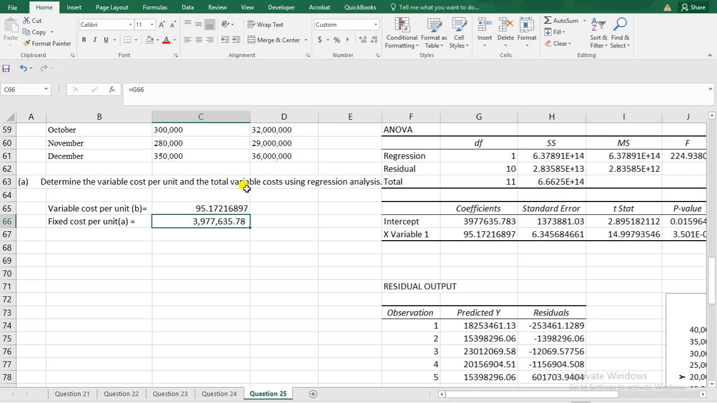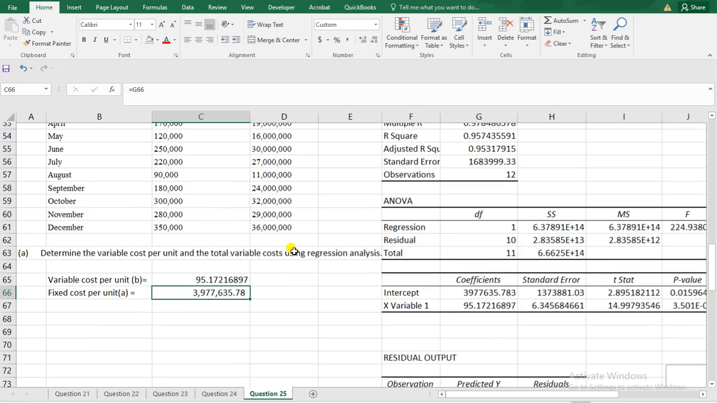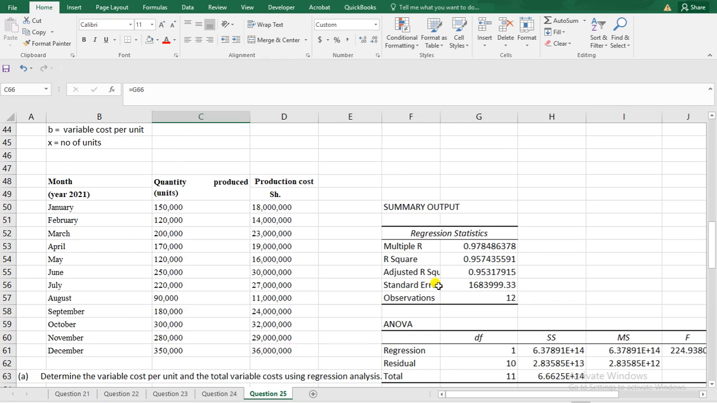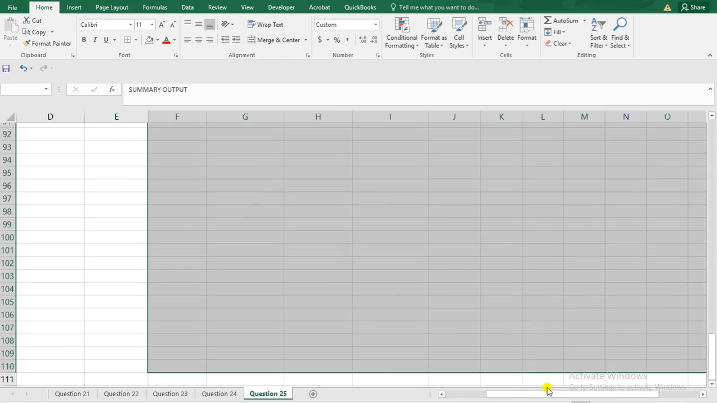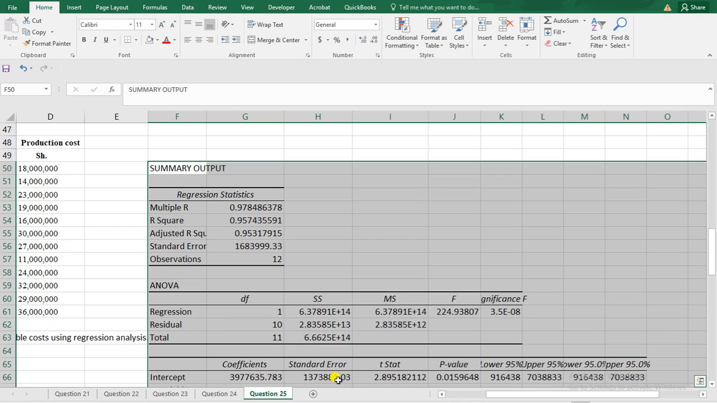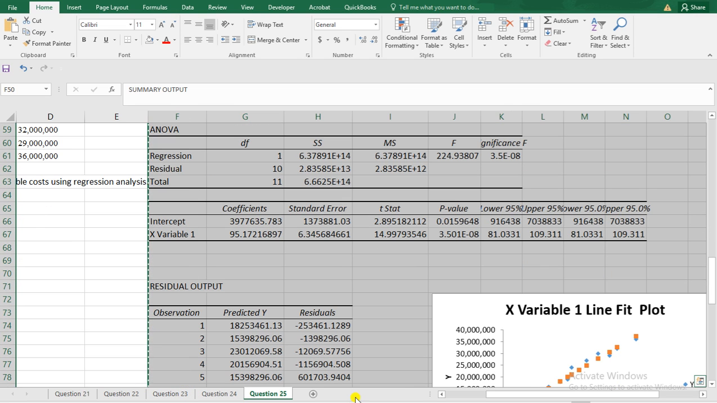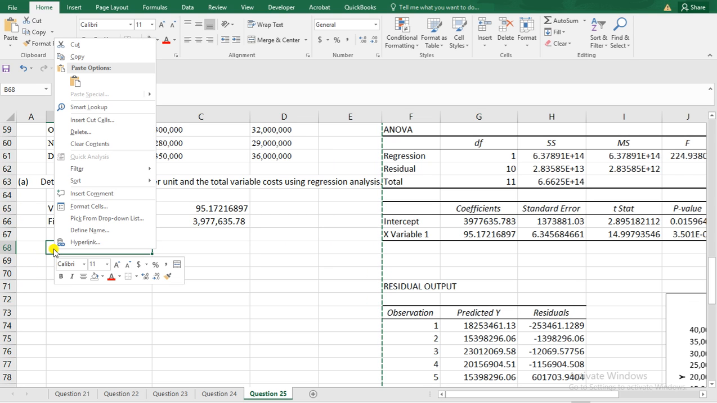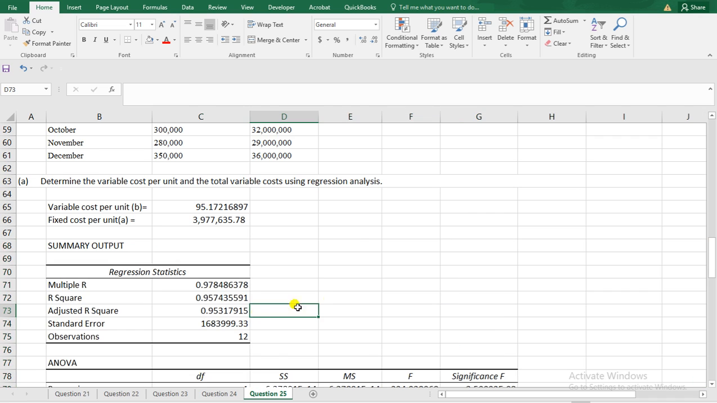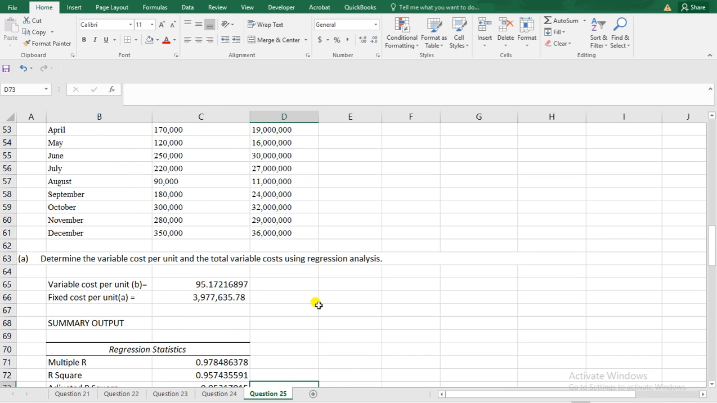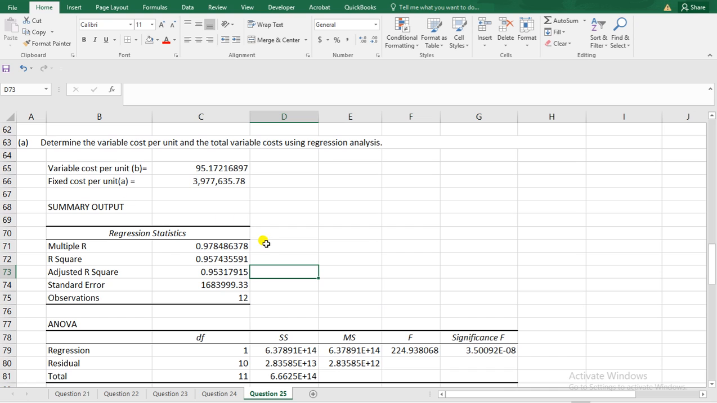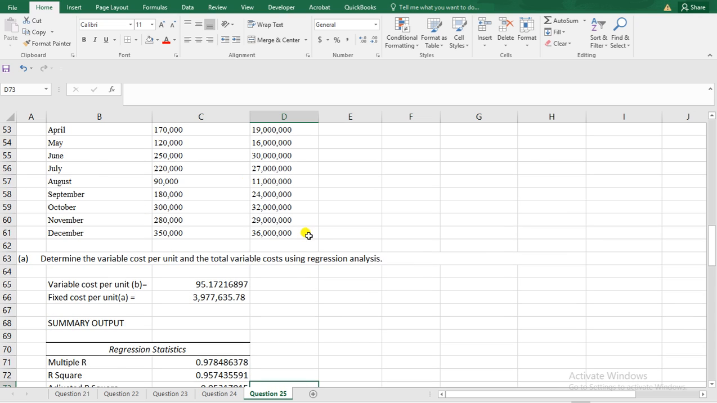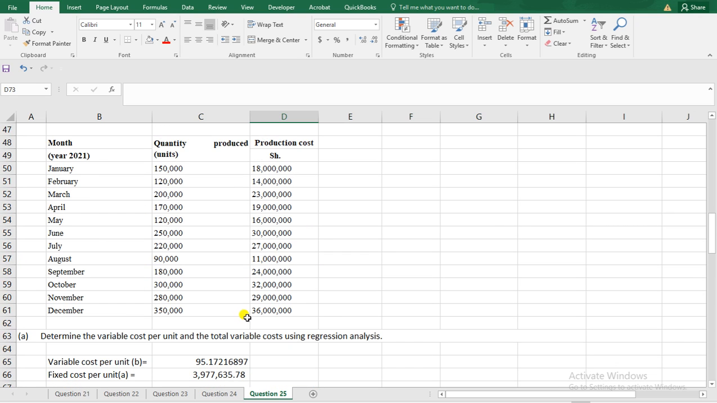I don't know why the examiner asked for total variable cost. We could have been asked for the fixed cost, but anyway, because you are asked, we can't assume, we need to work it out. So what I'm going to do, I want to copy this data of mine and bring it down here so that it should fit well. Yeah, it has picked all correct. So at this point, because you are asked to determine the variable cost per unit and the total variable cost, determining the total variable cost will be easy.